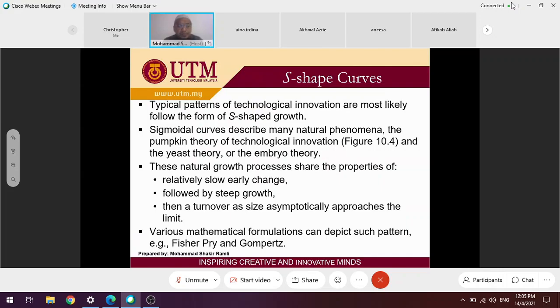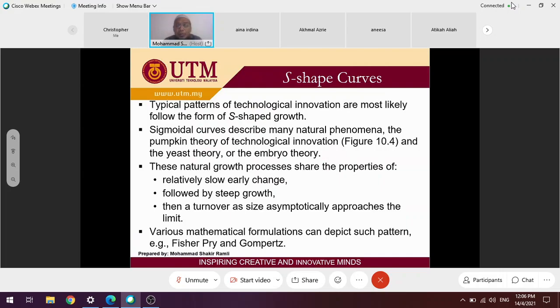Among others are the embryo theory, the pumpkin theory of technological innovation, and also the yeast theory. Pumpkin theory, I will show to you after this. The pumpkin curve follows the S-shaped growth, and the study of the embryo in the womb of a woman, the development of the embryo, also follows the S-shaped curve.